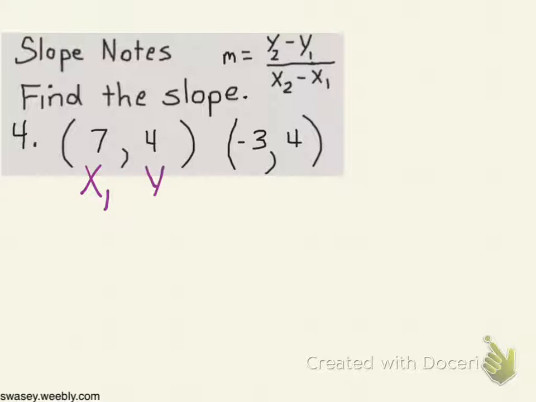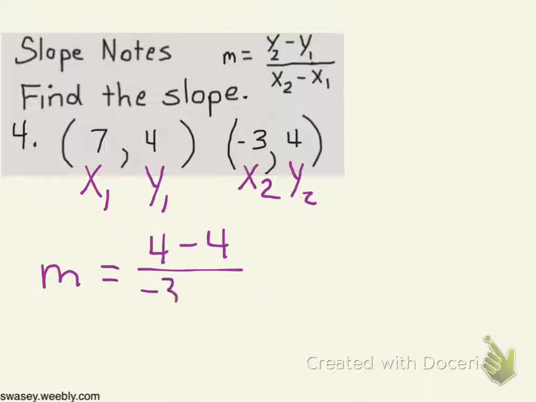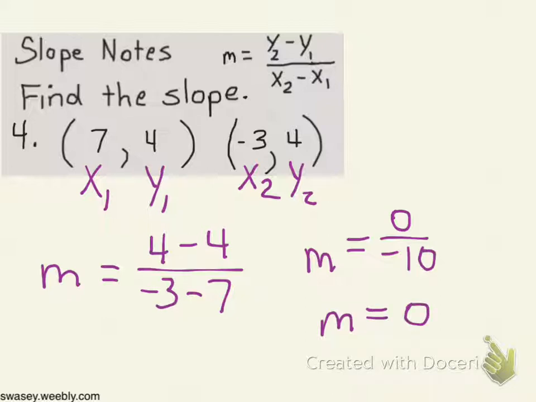We'll label our points x sub 1, y sub 1, x sub 2, y sub 2. We'll plug it into the slope formula. On top we should have 4 minus 4. On the bottom, negative 3 minus 7. So we get 0 over negative 10. If you have 0 on the top, your final answer is going to be 0. Anytime 0 is on the top of the fraction, the final answer is 0. That corresponds with a horizontal line.